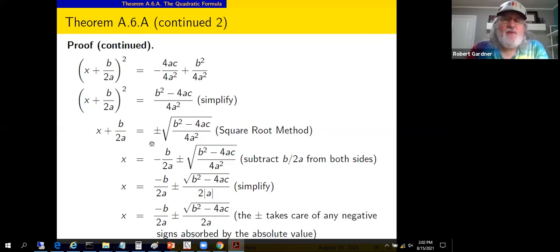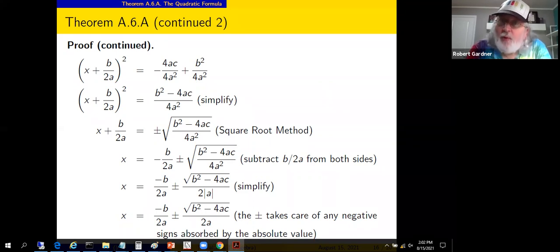So we get something of this form. Take the b over 2a to the right-hand side. It becomes negative, produces this. I want to add these together. Should do anything about that. Square root of the quotient is the quotient of the square roots. We discussed that in the section on rational expressions, I think it was. Square root of 4 is 2. Square root of a squared is the absolute value of a.